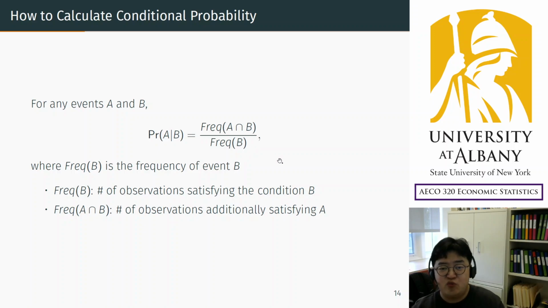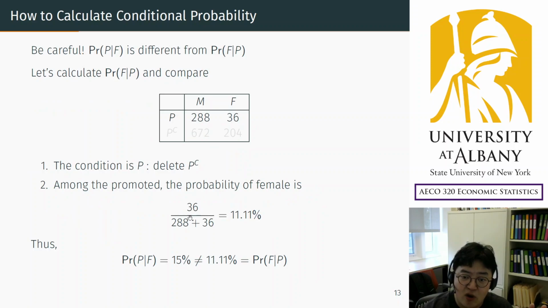So, of course, we restricted our sample to those where B already happened, and on top of B, A should happen at the same time. So that's in the numerator, right? So that is exactly what we are doing here, right?